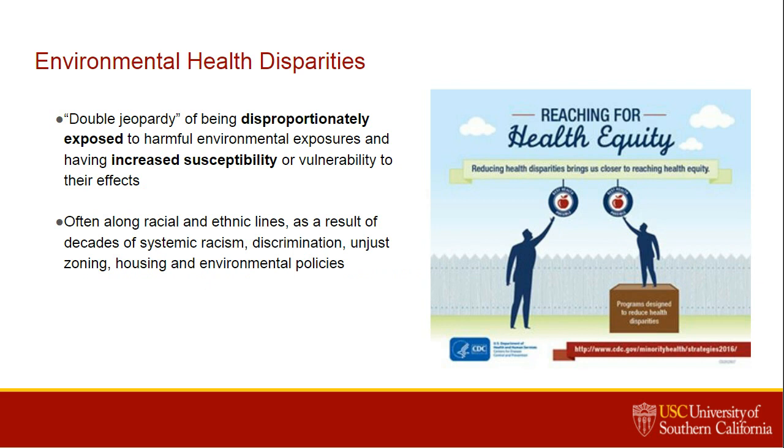Environmental health disparities exist when communities are exposed to a combination of environmental factors, such as poor air or water quality, and social inequities, such as lower access to healthcare, lower socioeconomic positions, and cultural influences. These disparities are often referred to as a double jeopardy of being disproportionately exposed to environmental exposures and having increased vulnerability to their effects. These disparities often occur along racial and ethnic lines due to decades of structural racism and discrimination, as well as unjust zoning for housing and discriminatory environmental policies.